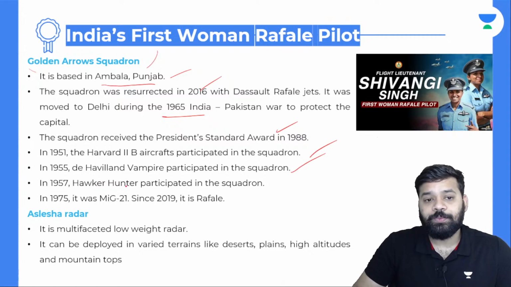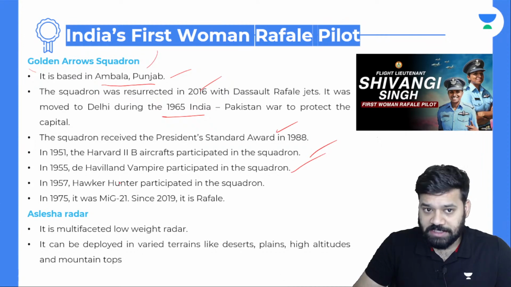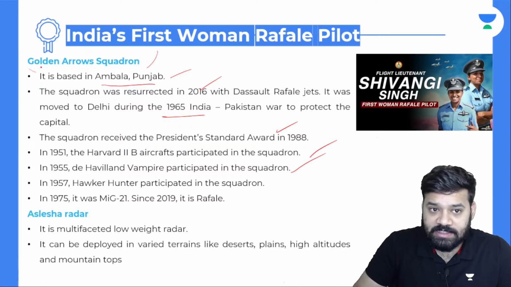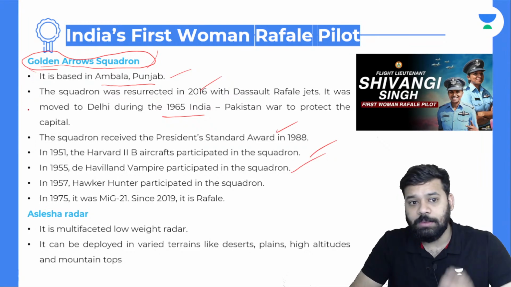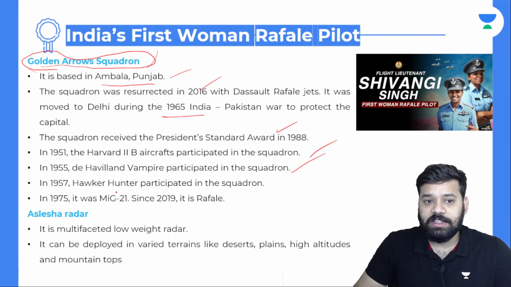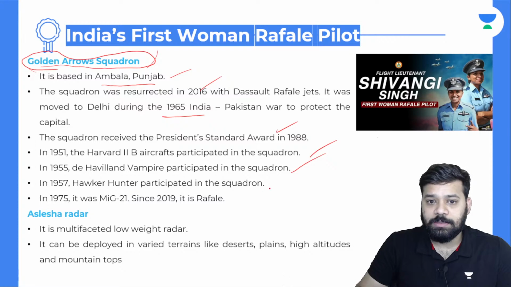So the fighter jets keep changing, but the squadron will remain the same. In 1957, it was Hawker Hunter that participated in the squadron. In 1975, it was MiG-21. Since 2019, it is Rafale, after we got Rafale jets from France.